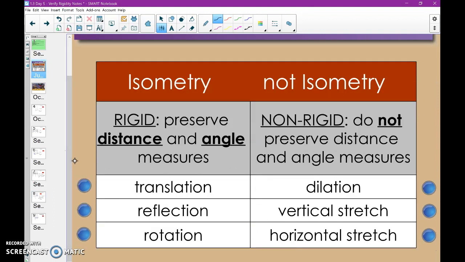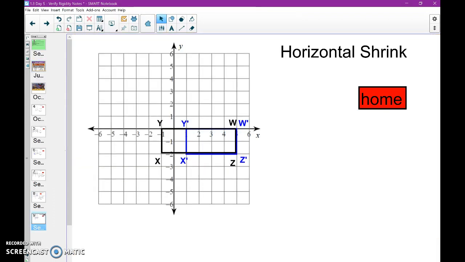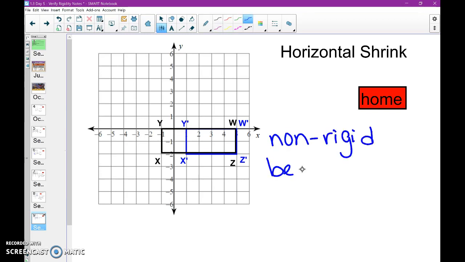Last example on here is a horizontal stretch. That means it's just pulled or shrunk on the side. You can see in this one the black is the original, and it almost looks like it got pushed in to become this blue one. Definitely not the same size and shape. It might be the same shape. It's still a rectangle, but definitely not the same size, because this black one was longer than the blue one. Again, rigid motion would mean it's the exact same shape, just a different spot. Okay, so this is non-rigid because the length is less.